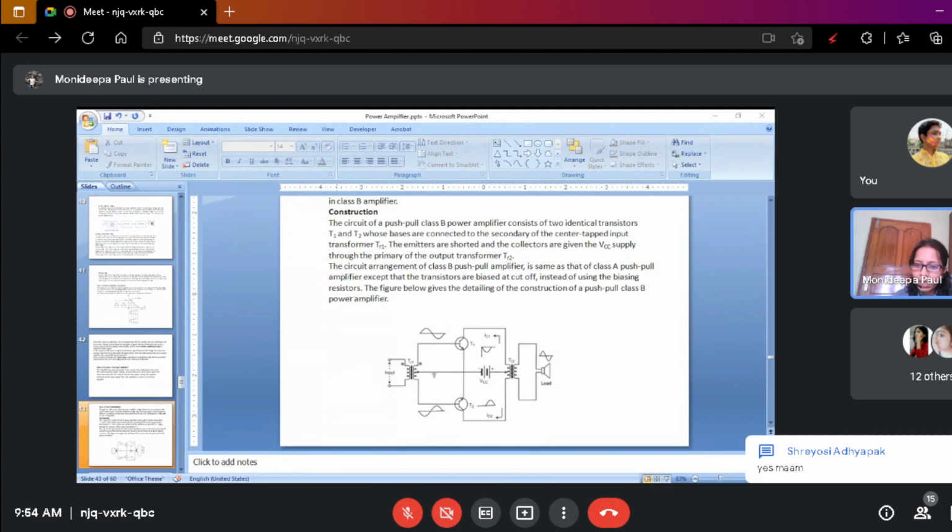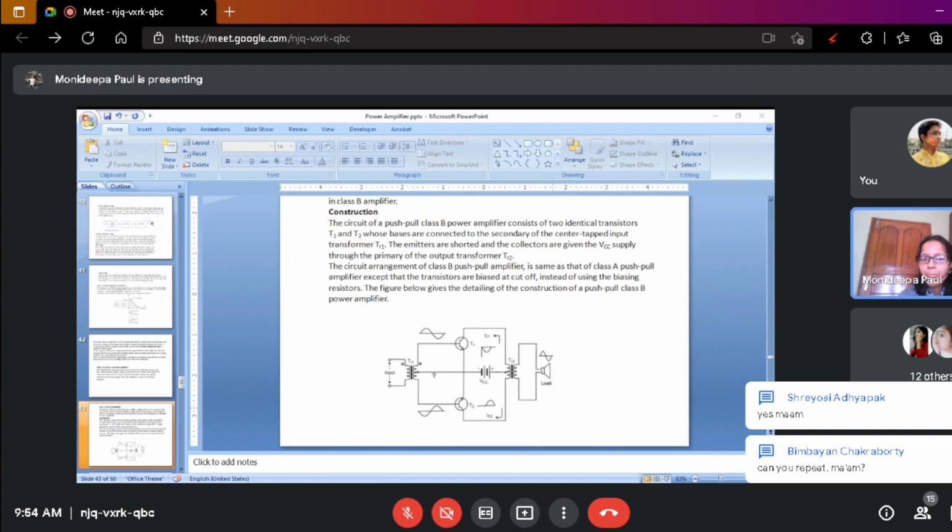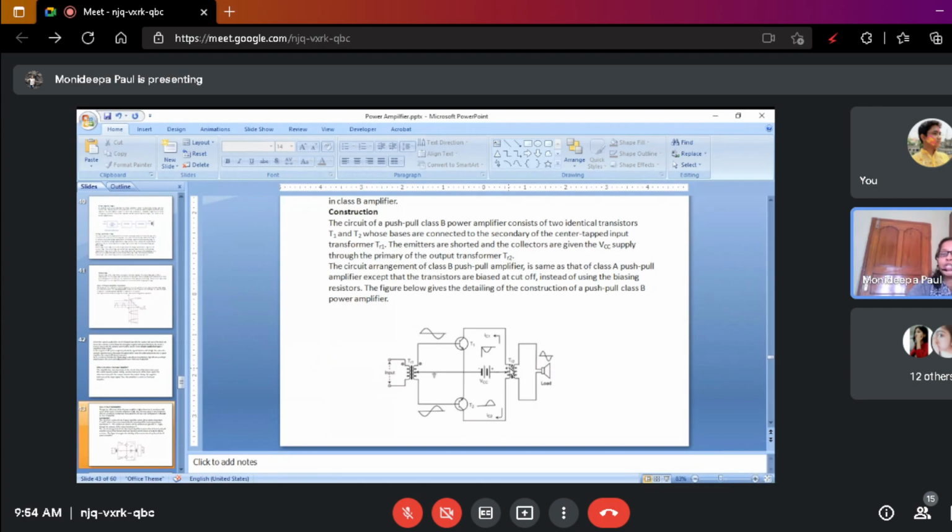Okay, so this is the output voltage, and this is the input voltage to the primary winding of the output transformer. When we find the value of the collector current IC, I think all of you know how we find out the value. IC is equal to this voltage divided by the load resistance or collector resistance, that means RC. So VCC by RC is equal to IC.